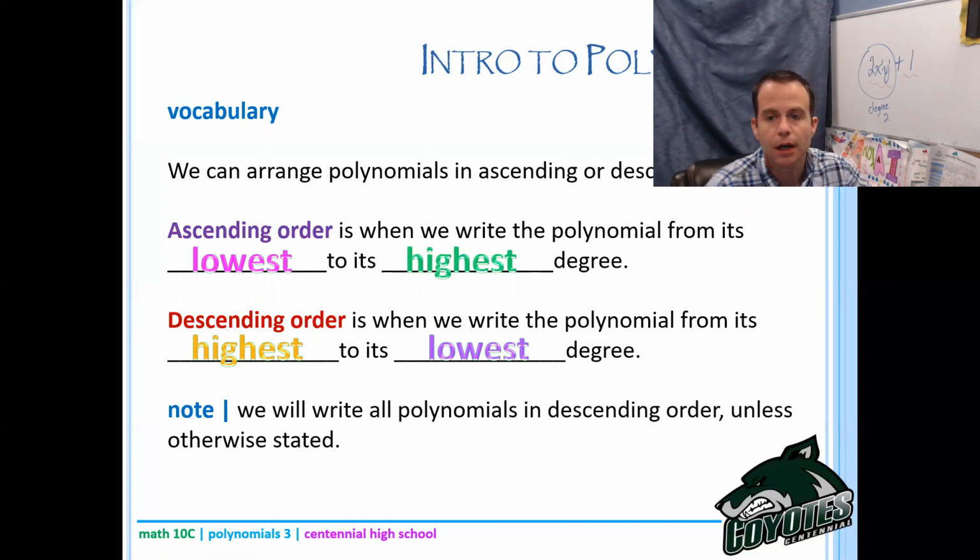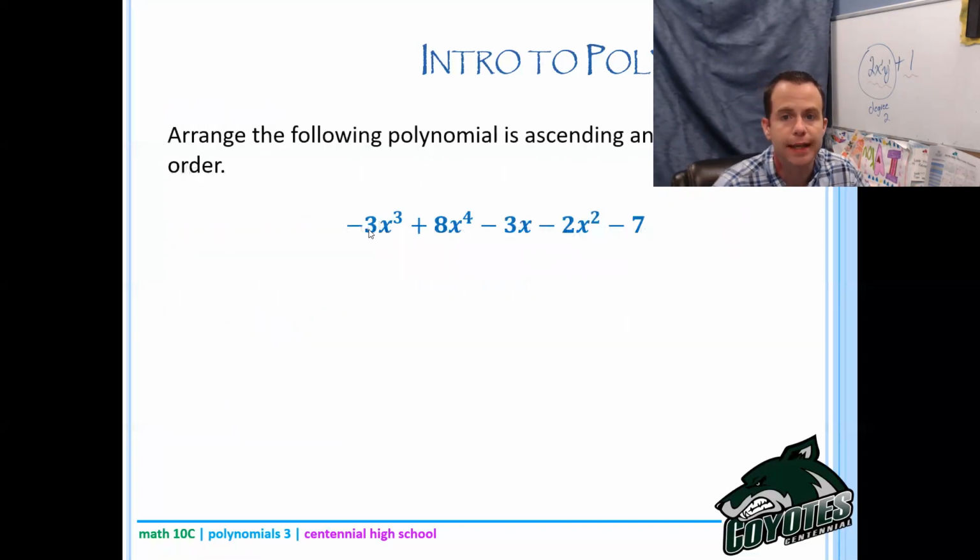Okay. All right, so as an example, let's take these monomials. This is 1, 2, 3, 4, 5 terms in this polynomial, and we're going to arrange it in ascending order and descending order. Okay, ascending order and descending order. So let's start with ascending first. So we want to start with the lowest.